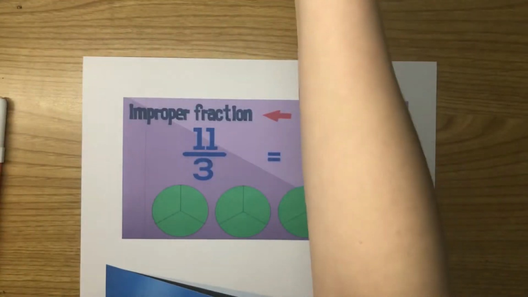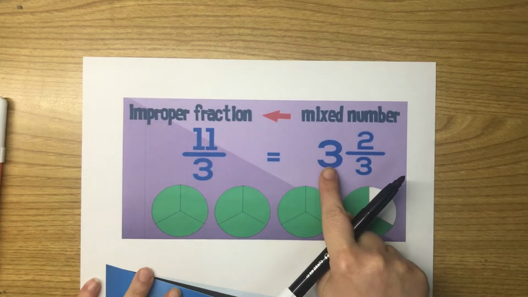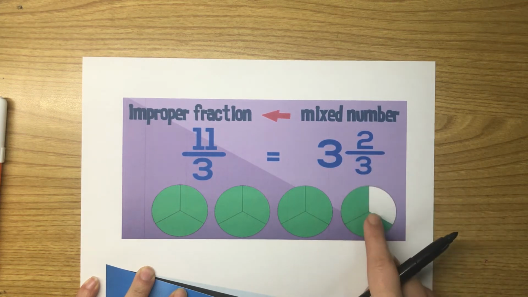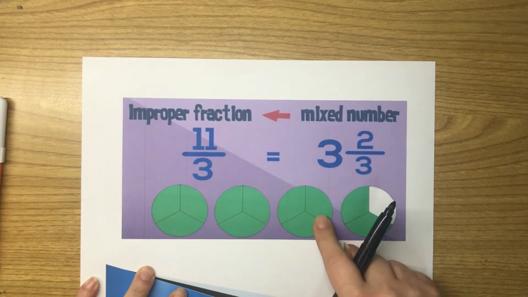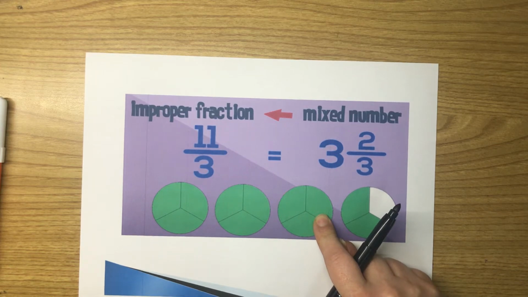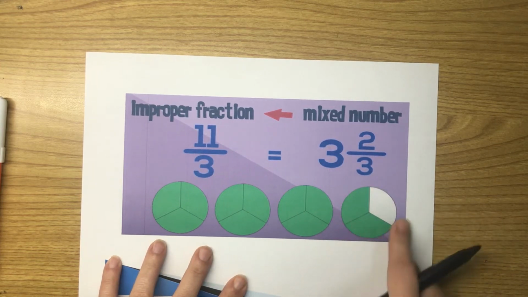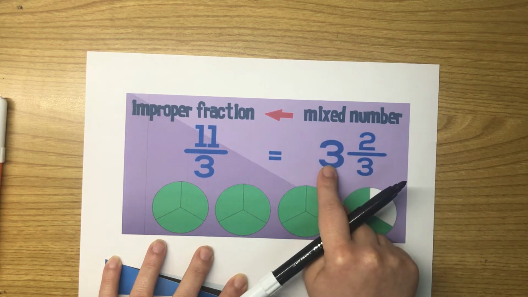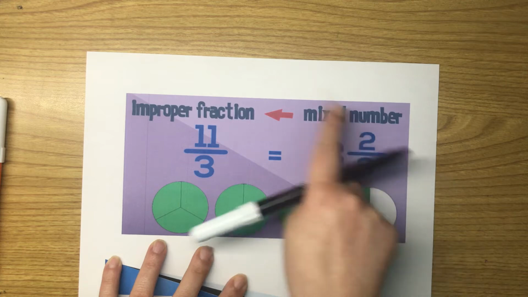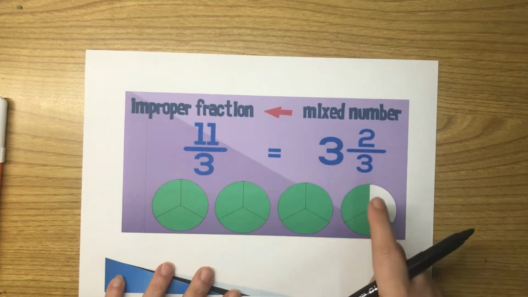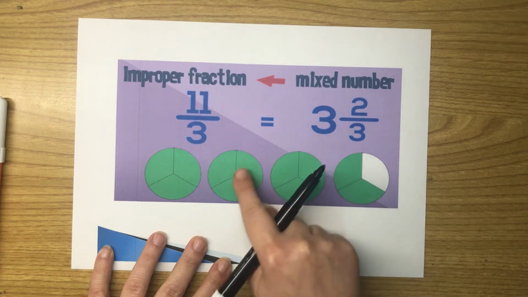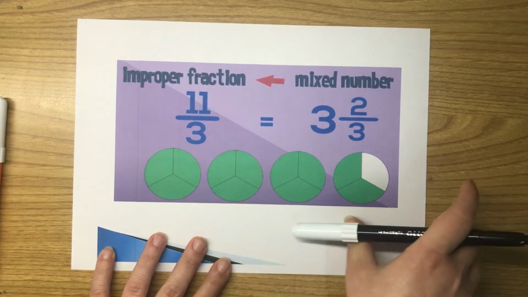Here is a better picture for the same example. There are 3 wholes and 2 thirds. Okay? So each one of these wholes must be divided into 3 equal parts. And you have to draw a fourth one and take only 2 parts to represent 3 and 2 thirds. To change them into an improper fraction, you have to count all the small pieces. 1, 2, 3, 4, 5, 6, 7, 8, 9, 10, 11.